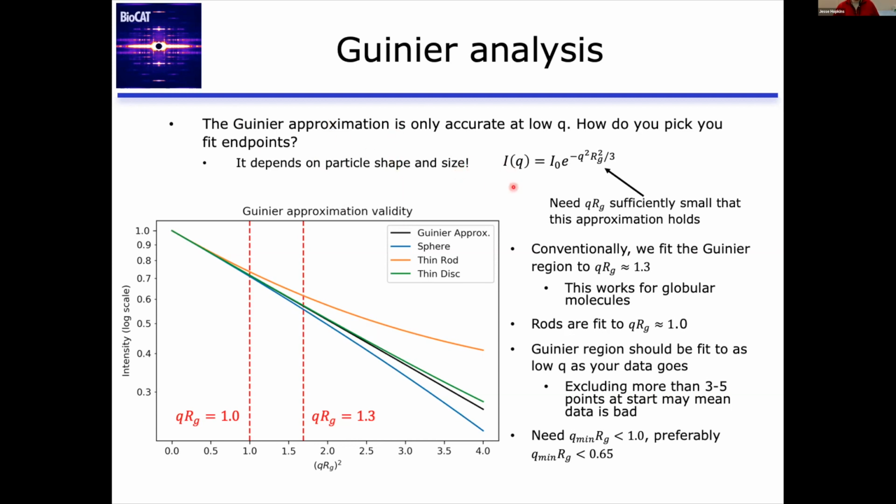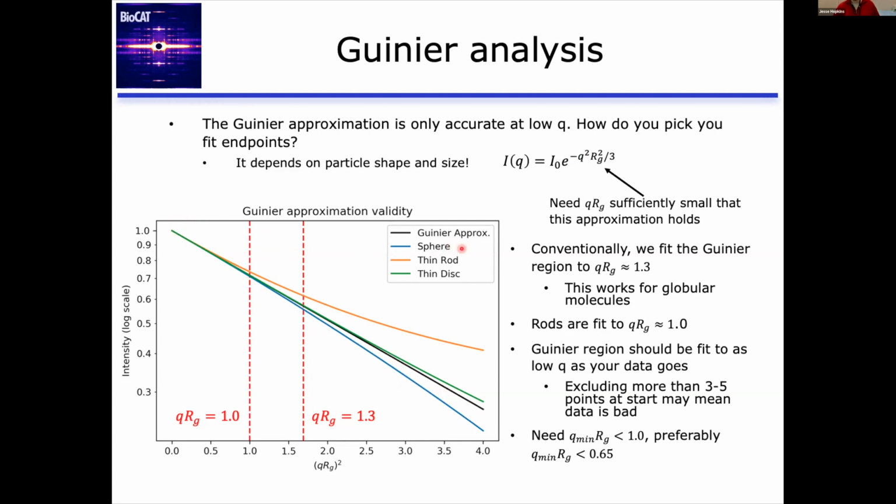More than Q being small, the criteria that we place for this approximation to hold is that we need this exponential to be small, which means we need Q times RG to be small. And so what I've plotted over here is the intensity on a log scale versus Q times RG squared. So that's essentially this exponential term. And so here, the black line is what the Guinier approximation looks like. It's a line like you'd expect on this plot.